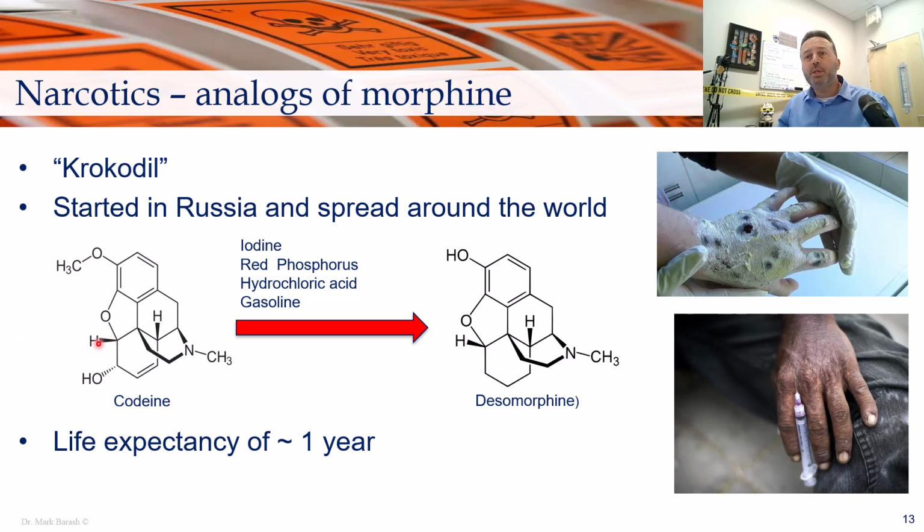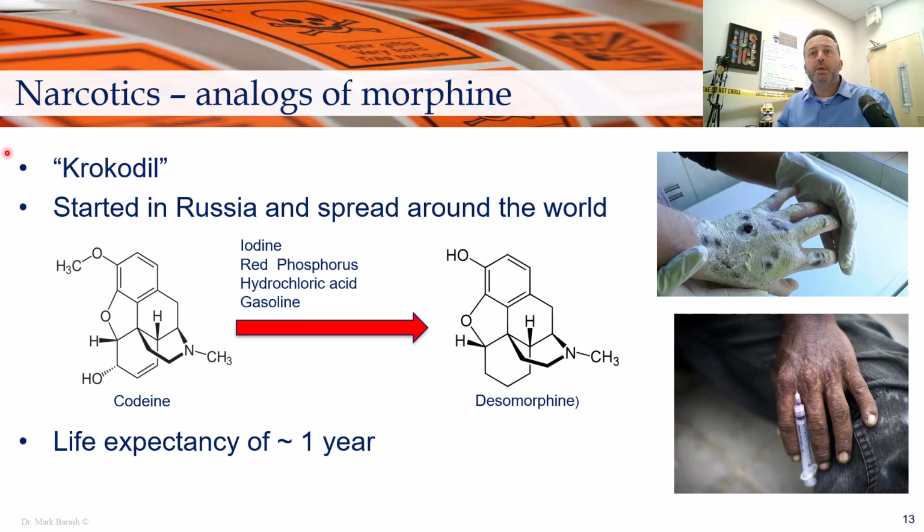And one way to do this is a recipe that is available on the street, which is to treat codeine with iodine, red phosphorus, hydrochloric acid, and a solvent such as gasoline. Now, all these chemicals are also easily available for purchase, and some drug addicts, especially in Russia, use this recipe to produce a drug known as crocodile.